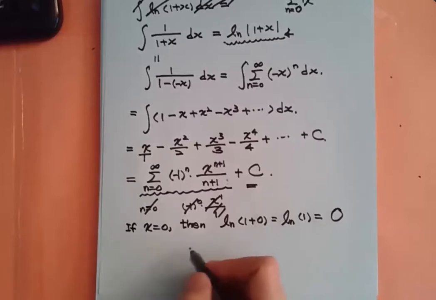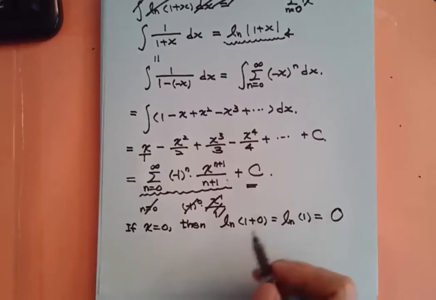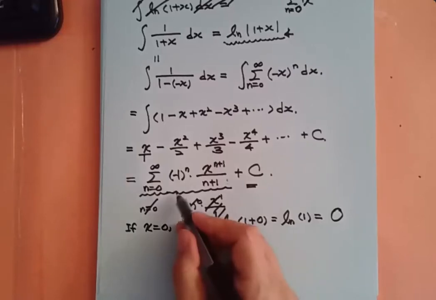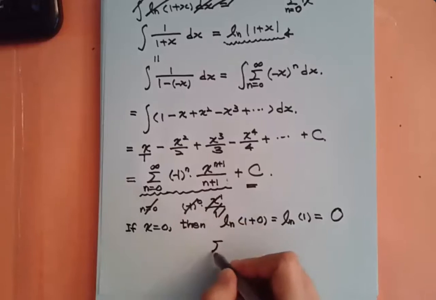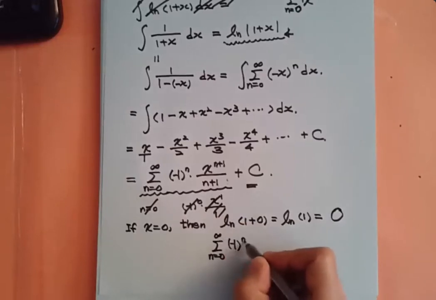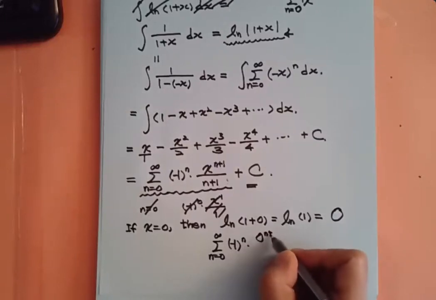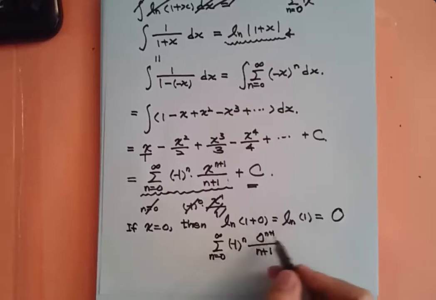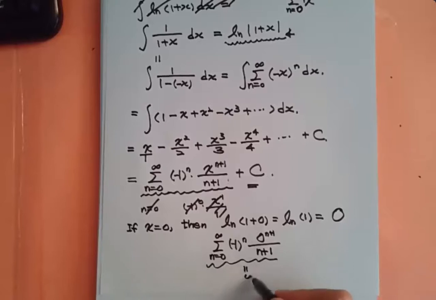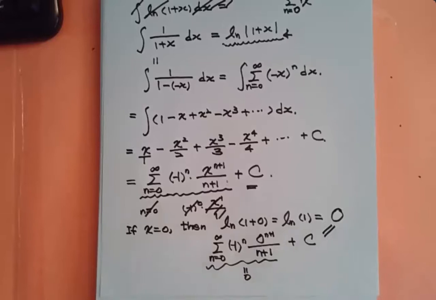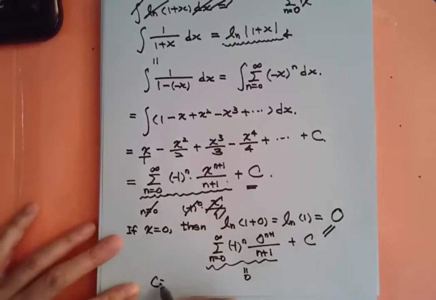And so what does that mean? If you put x equals 0 here, then we have summation n equals 0 to infinity, negative 1 to the n power times 0 to the n plus 1 over n plus 1 power. And so this part is always 0, and the summation part equals 0 plus c, and those must be the same. So c equals 0.